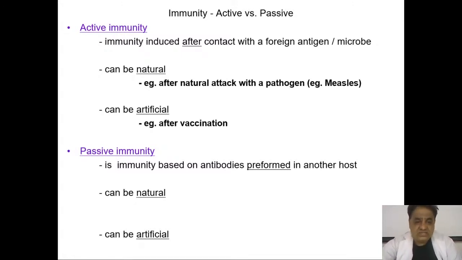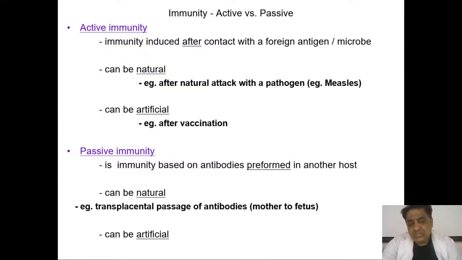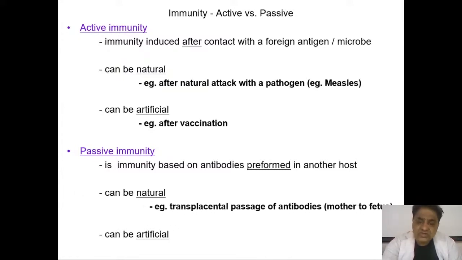Passive immunity, as I said, is the immunity based on antibodies preformed in another host, and you give ready-made antibodies. This usually happens in the natural form, for example, transplacental passage of antibodies from mother to fetus. Of the five classes of antibodies known, only IgG is known to traverse the placenta and reach the fetus, and it protects the fetus against the pathogen in many cases.